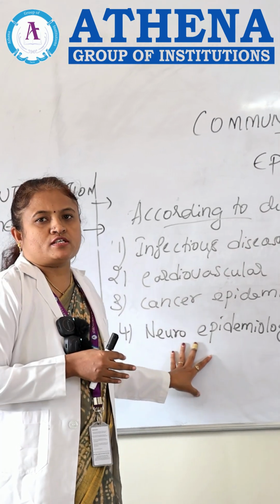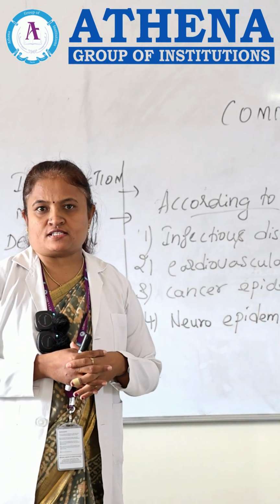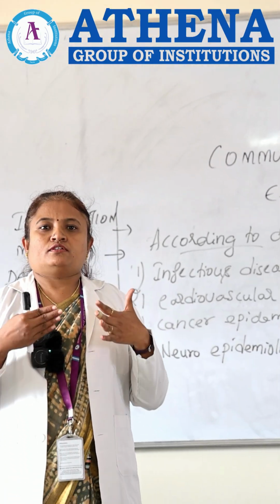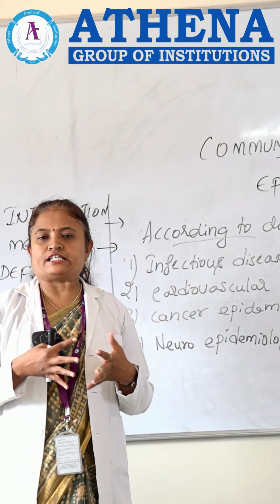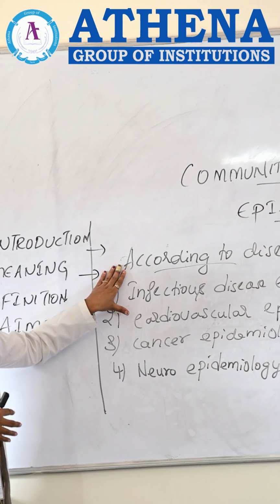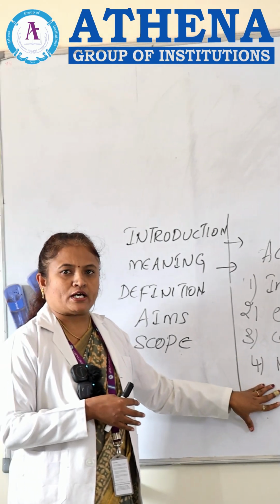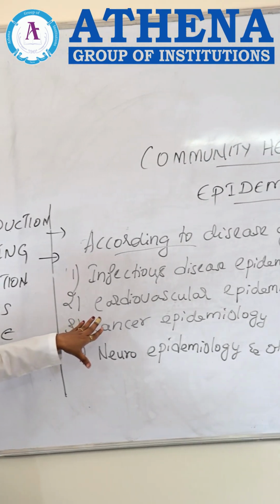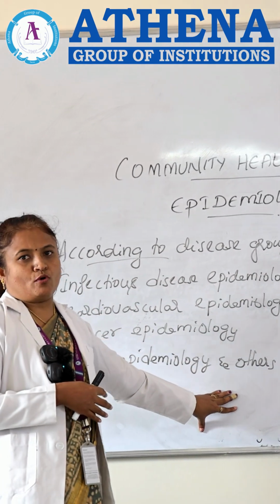The scope of epidemiology is very vast. Previously the scope was meant only for infectious diseases, because infectious diseases were more common in the past years. Now the scope of epidemiology has been expanding and enlarging because of the mortality and morbidity status of the human population. According to the disease group, we have more than four types of epidemiology: infectious disease epidemiology, cardiovascular epidemiology, cancer epidemiology, neuroepidemiology, as well as other epidemiology.